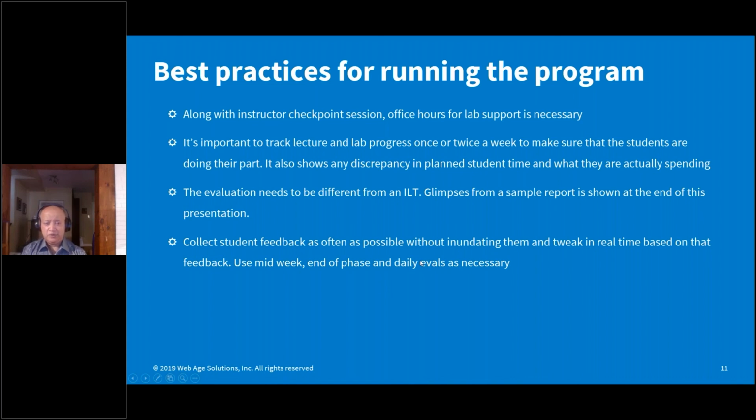And the last thing, which is of course always true, is collect student feedback as often as possible without inundating them, and then tweak the program in real time based on that feedback. So we used midweek evaluation. We used end of phase evaluation. We divide the program into 3 phases. At the end of every phase, we had a quiz and we had evaluations. And sometimes, like towards the beginning of the program, we did some daily evals at the end of the first day. And at the beginning of every phase, we did a daily eval because the phase started and we wanted to find out quickly if there's anything that we are doing that needs to be changed or fixed.